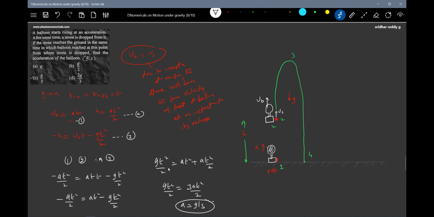So this is the acceleration of the balloon. This is your answer. The initial symbols are very important: the equations 1, 2, 3. And next, I'll write it. This is a very important idea.